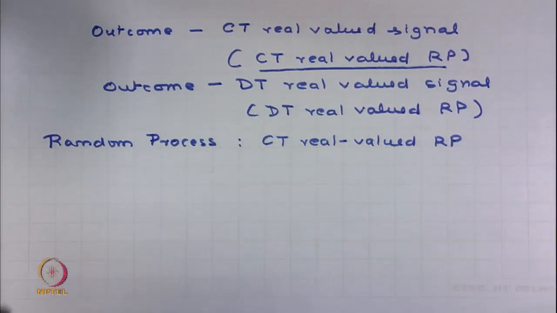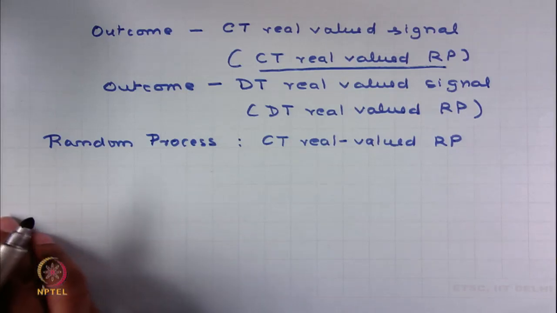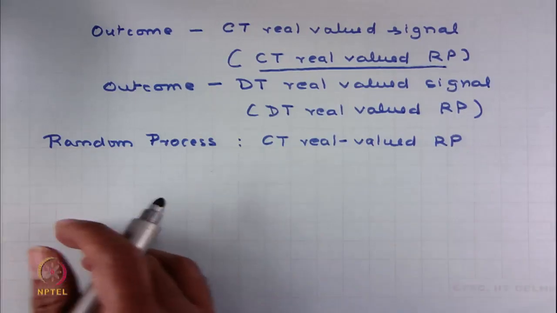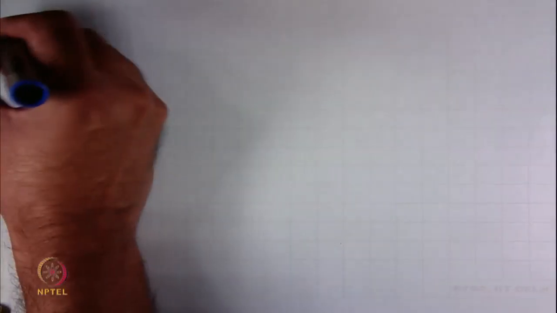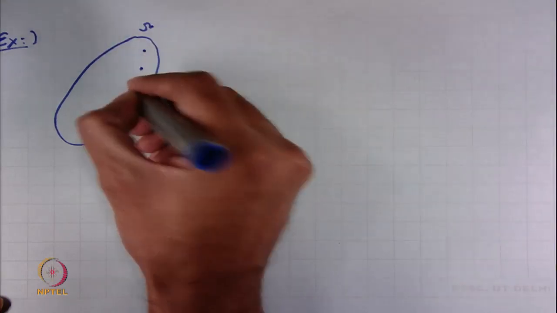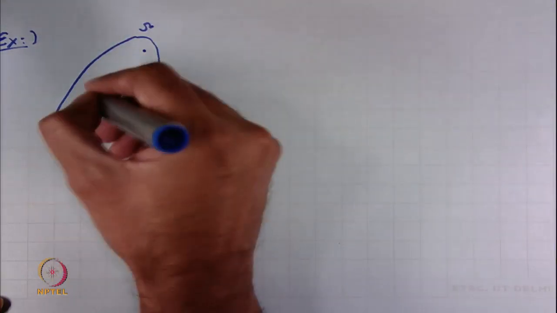Now, there is nothing better than taking an example to understand this random process further. For this example, let me assume that I have a sample space, and this sample space consists of n harmonic oscillators.